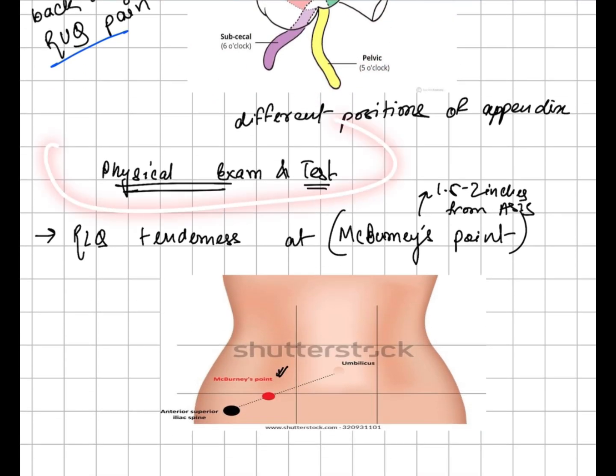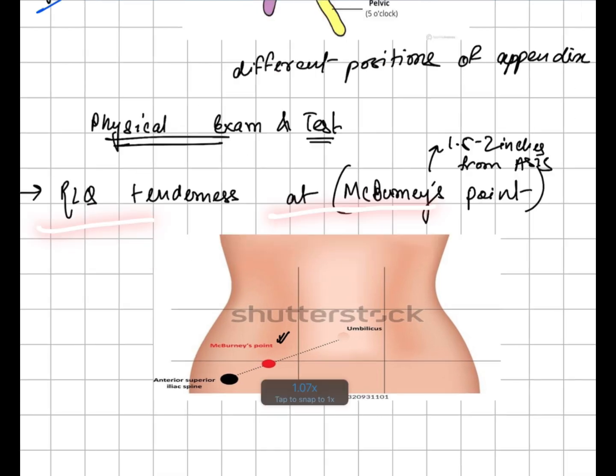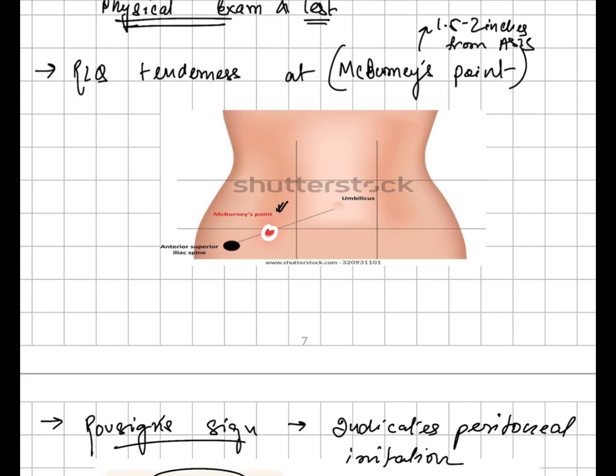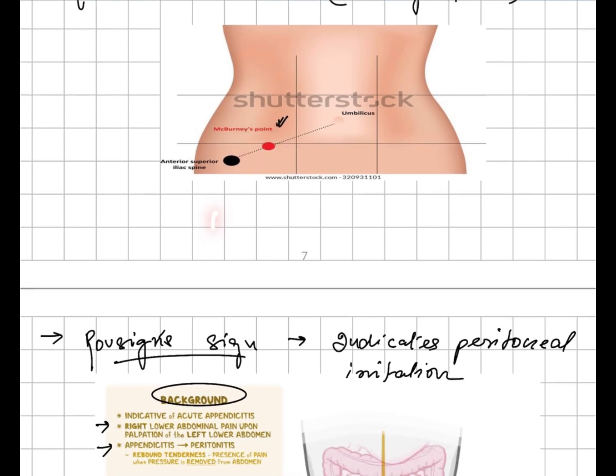Physical exams and tests. What are the physical exams? RLQ tenderness at McBurney's point. This is McBurney's point, on the line between the ASIS, the anterior superior iliac spine, and the umbilicus, 1.5 to 2 inches from the ASIS. This is McBurney's point. So you can feel tenderness at this point. When we do the physical examination, we will feel pain at McBurney's point.